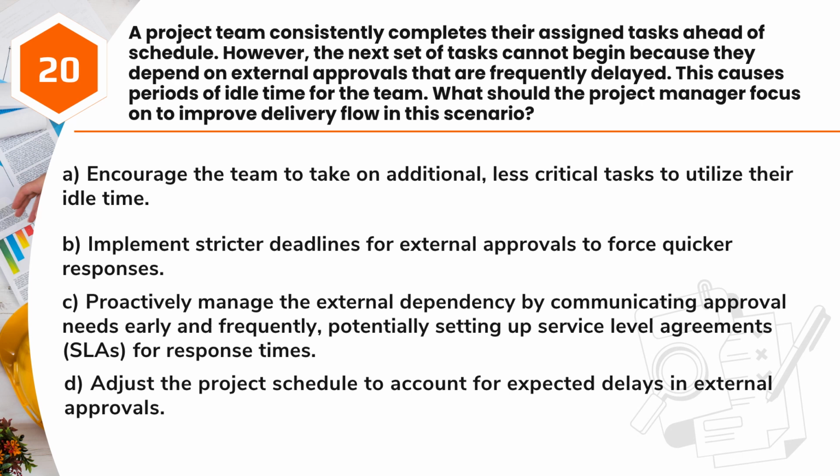A. Encourage the team to take on additional, less critical tasks to utilize their idle time. B. Implement stricter deadlines for external approvals to force quicker responses. C. Proactively manage the external dependency by communicating approval needs early and frequently, potentially setting up service-level agreements, SLAs, for response times. D. Adjust the project schedule to account for expected delays in external approvals.